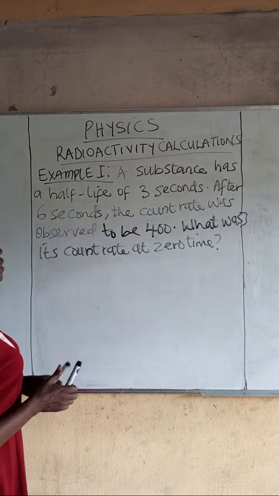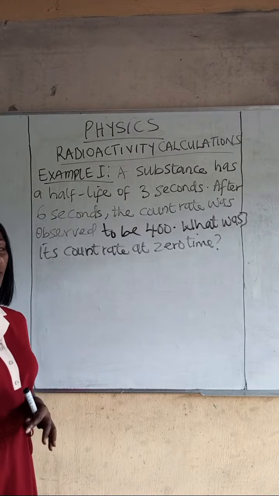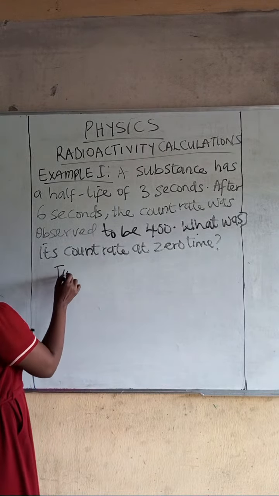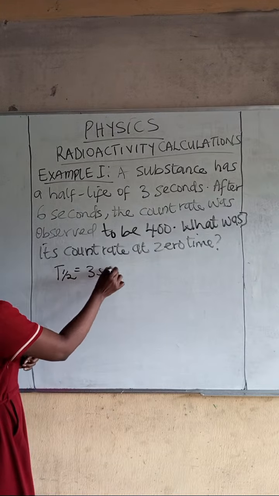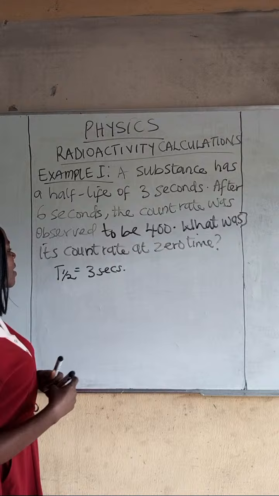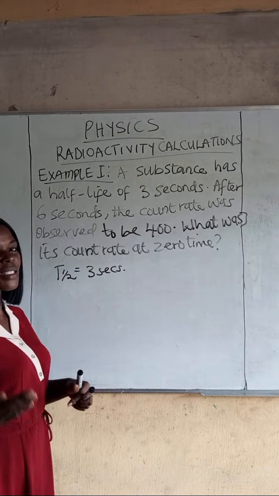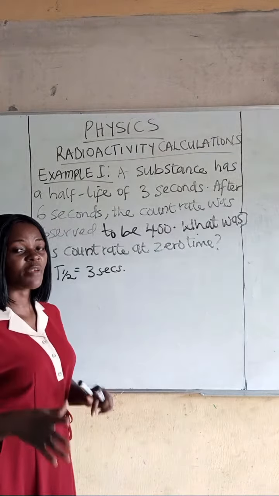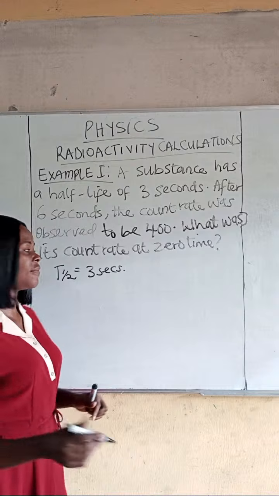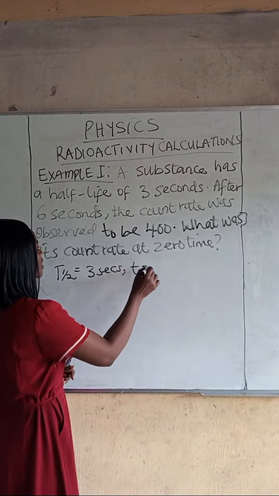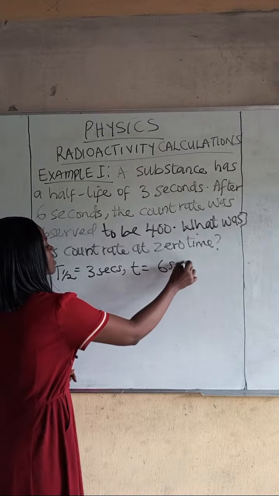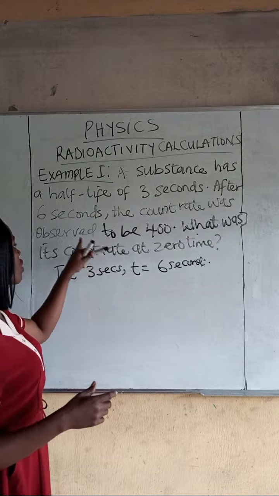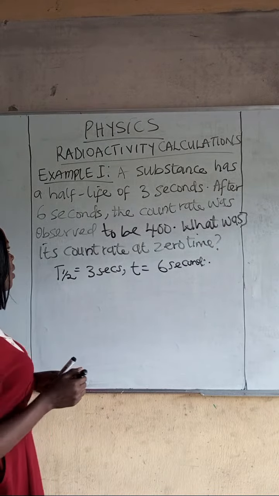Now, looking at this question, the first thing we are going to do is state our parameters by saying that half-life, which is T half, is equal to 3 seconds. Then after 6 seconds, that is our time. Any time given after half-life becomes what? Time, no longer half-life, okay? So my time, small t, is equal to 6 seconds. The count rate was observed to be 400. Now, what is this count rate?